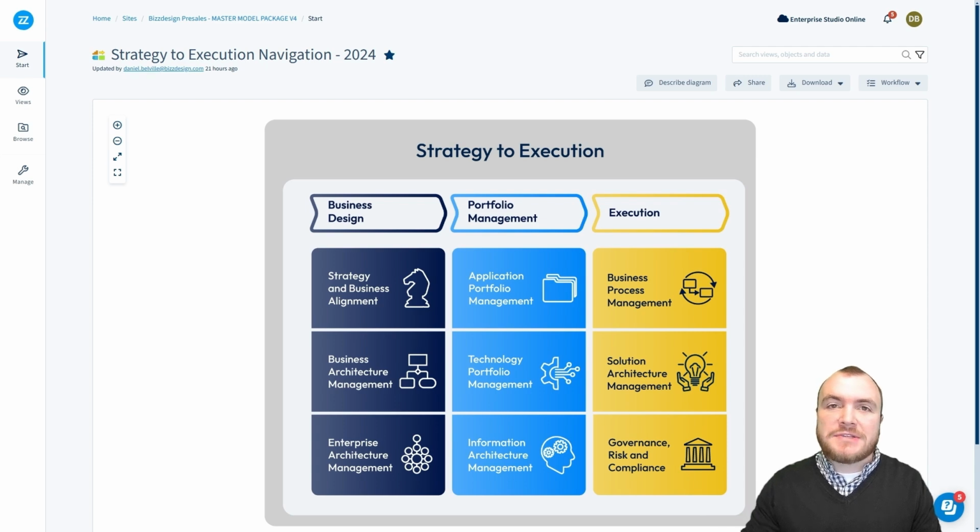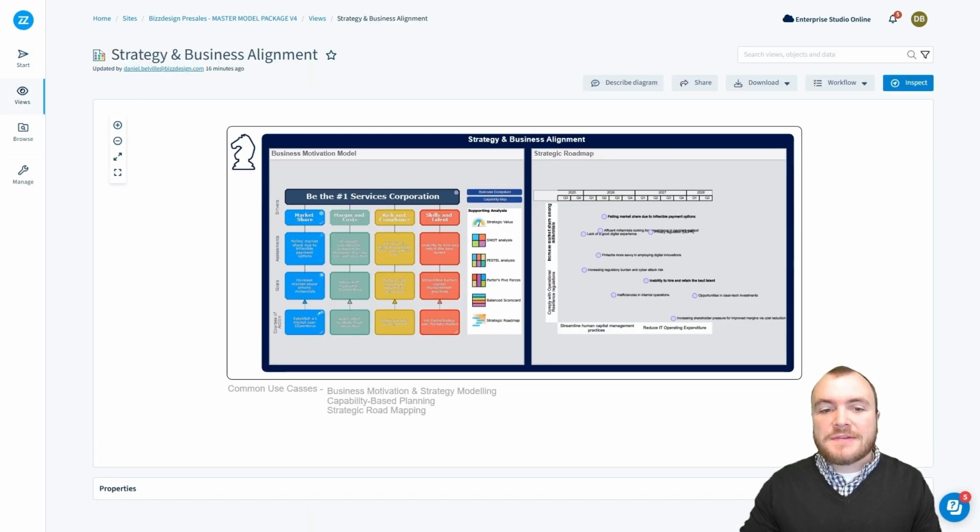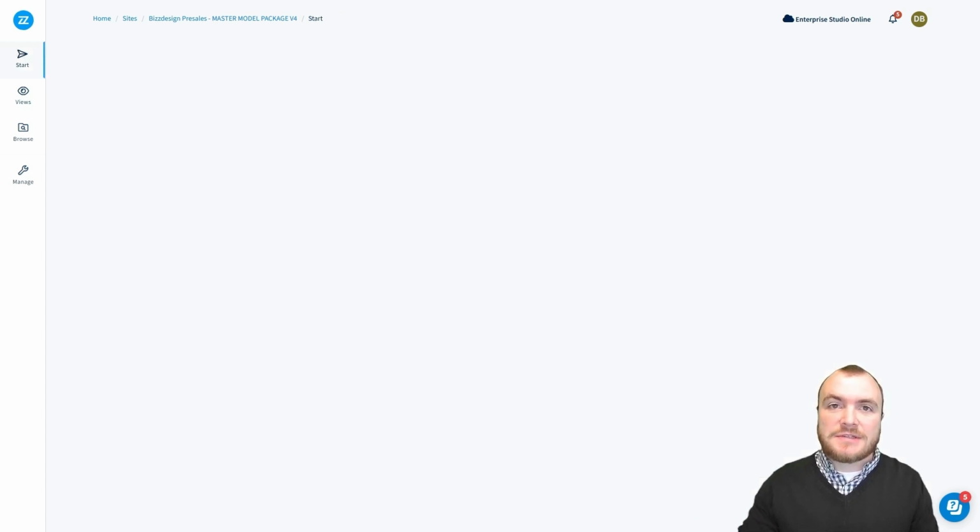If we take a look at strategy and business alignment as an example, as you can see down at the bottom, these are some of the common use cases where we're modeling out what the motivation of our organization is and making connections between the goals and the strategies of our organization. And we can draw connections down to even the capabilities and eventually the execution side of things. This is where we do some capability-based planning. On the right-hand side, you'll see an example of some strategic road mapping. We have a timeline where we're capturing our goals and our projects from a timeline perspective to understand when we're going to execute on these strategies.